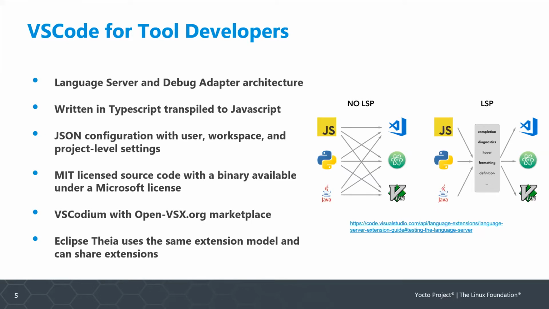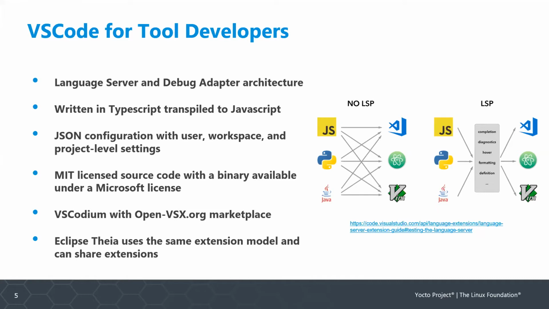The tools themselves are written in TypeScript, which is a strongly typed language that gets transpiled into JavaScript. A lot of the configuration is backed by JSON, so it's very easy to modify. And the source code itself is available under an MIT license, which is important to us because we want to make sure that we're able to use a tool and invest in a tool that will continue to be available to us. But there are binaries available from Microsoft under a Microsoft license.